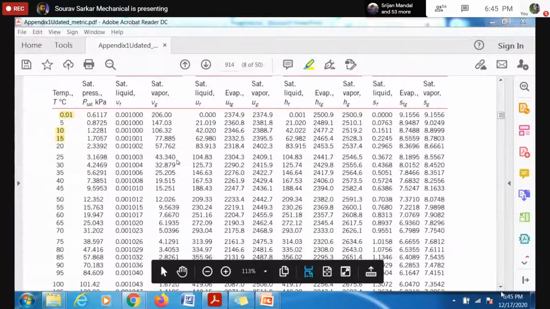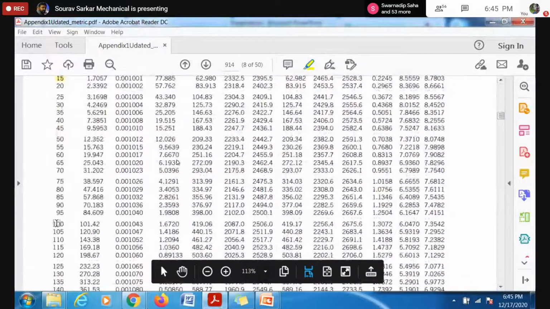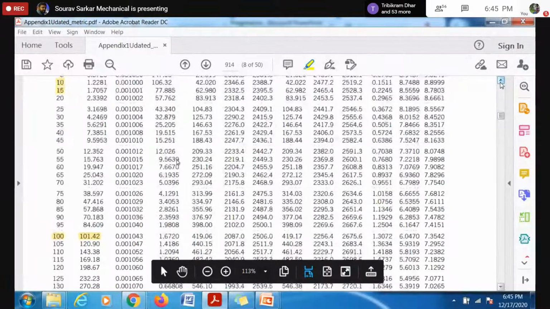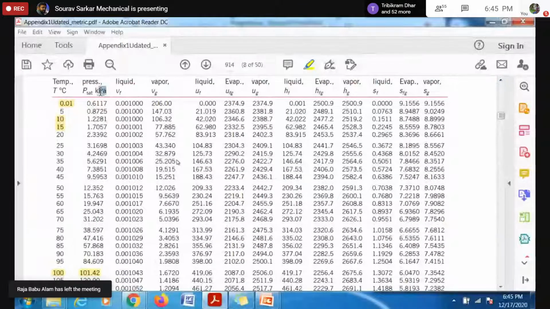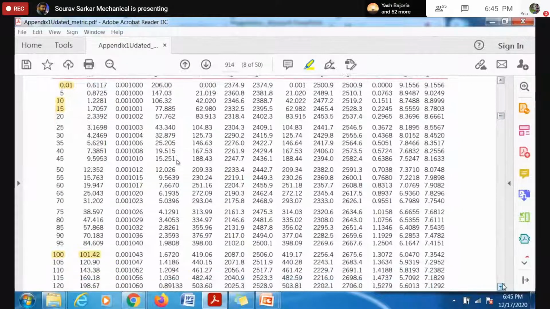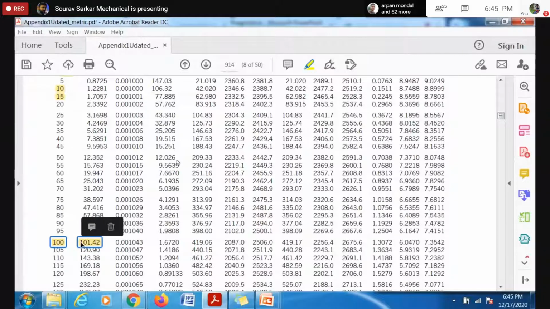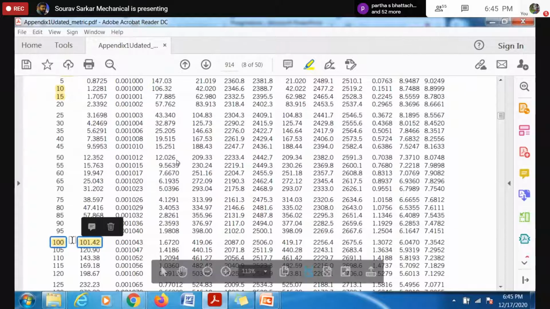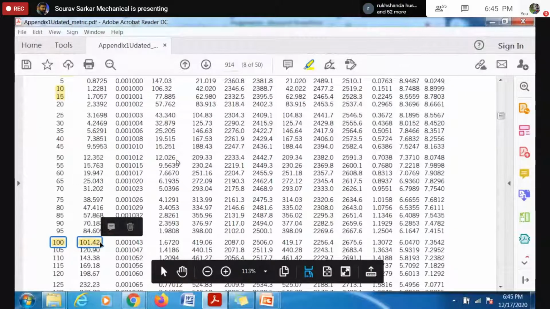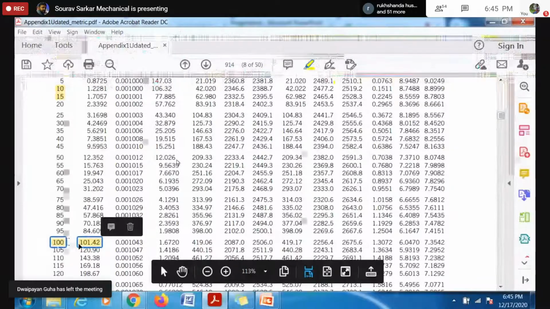If you see the table, I don't know if it is visible or not. At 100 degrees Celsius, it is showing the pressure is 101.42 kPa. If we multiply by 10 to the power 3, it becomes 101 into 10 to the power 3. So it is equivalent to 1 bar. Not exactly 1 bar, you can say it is equivalent to 1 atm pressure. So this 101.42 kPa corresponds to the pressure at 100 degrees Celsius.